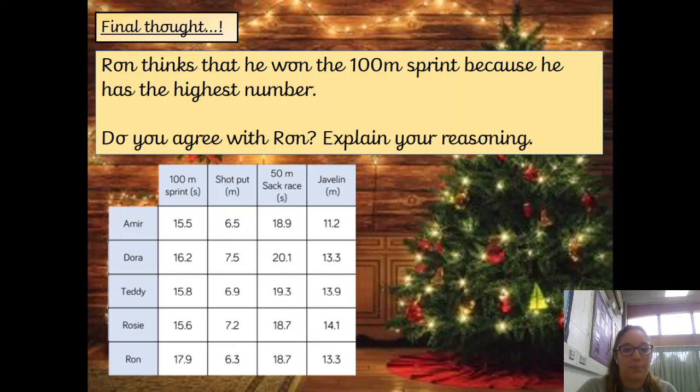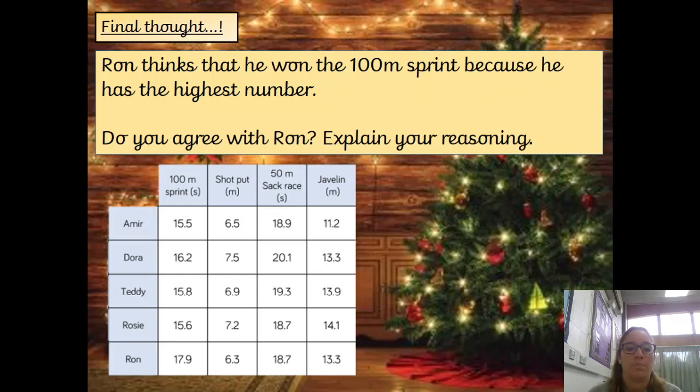And then finally, your final thought of today. Ron thinks that he won the 100 metre sprint because he has the highest number. Do you agree with Ron? Can you explain your reasoning? Why don't you agree? Or do you agree?